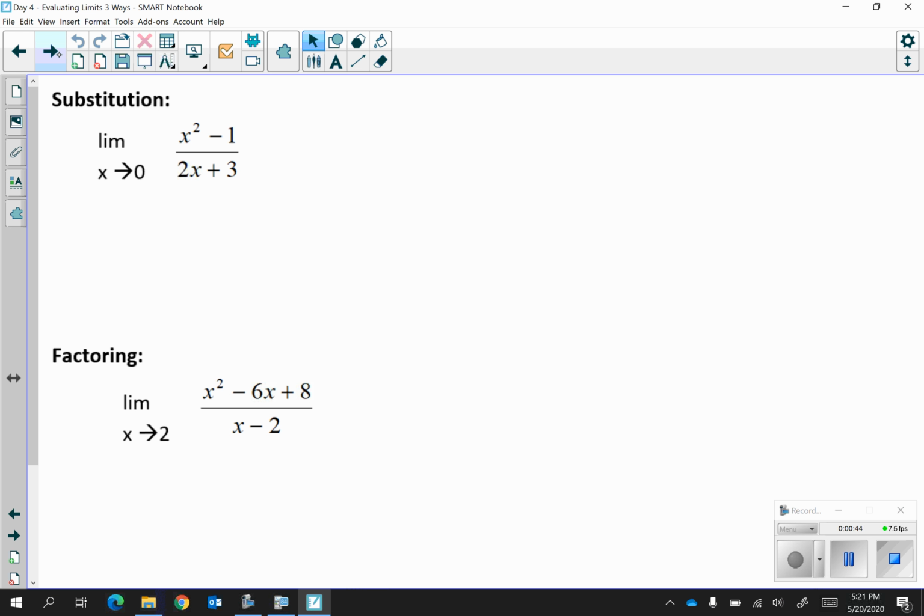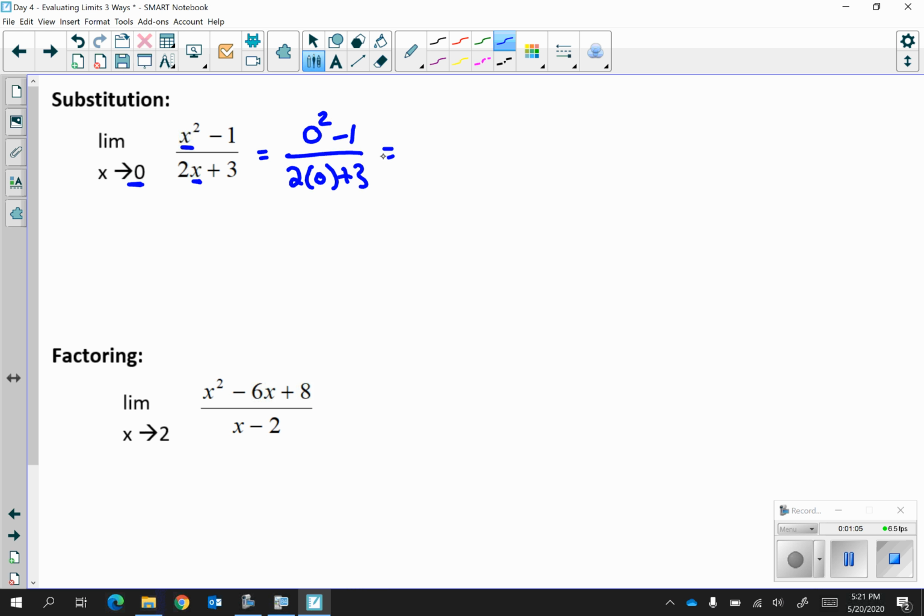So the first way is substitution, and it's pretty simple. You see that we're trying to figure out the limit here as x goes to 0. So what you're going to do is plug 0 in, and now we're going to get 0 squared minus 1 over 2 times 0 plus 3. If you put that in the calculator, you're going to be getting -1/3.